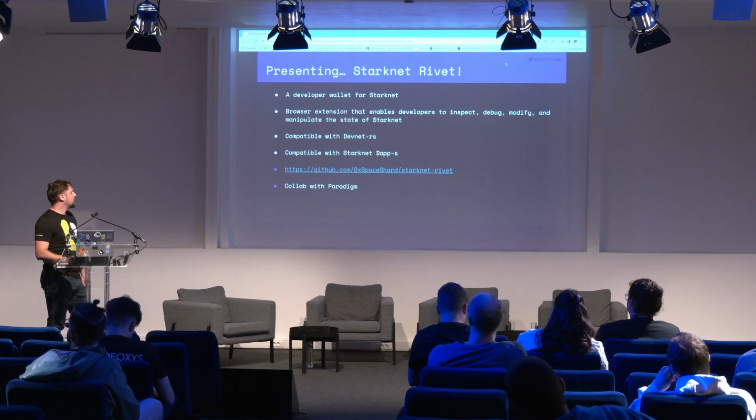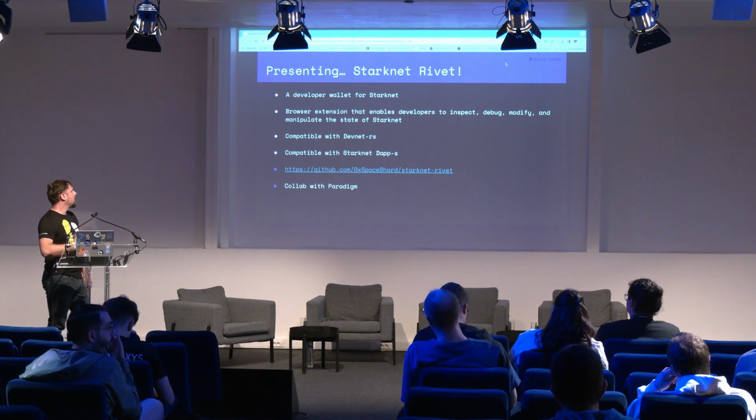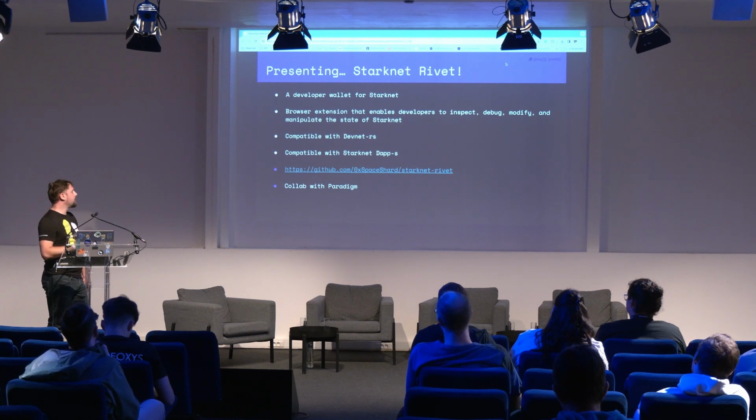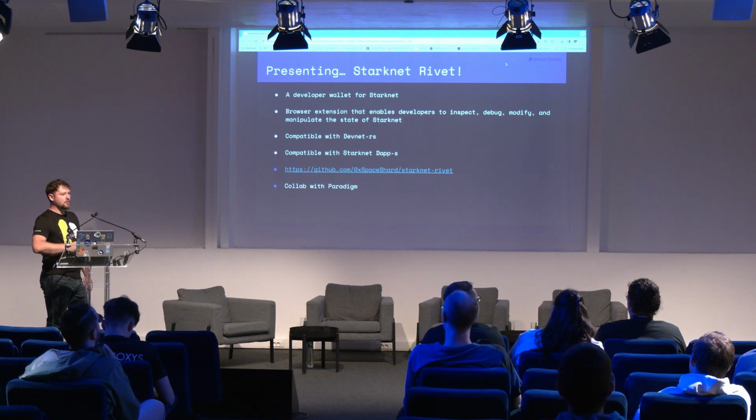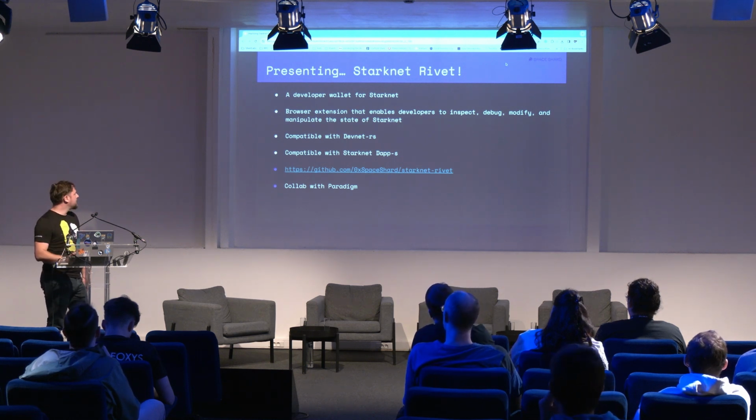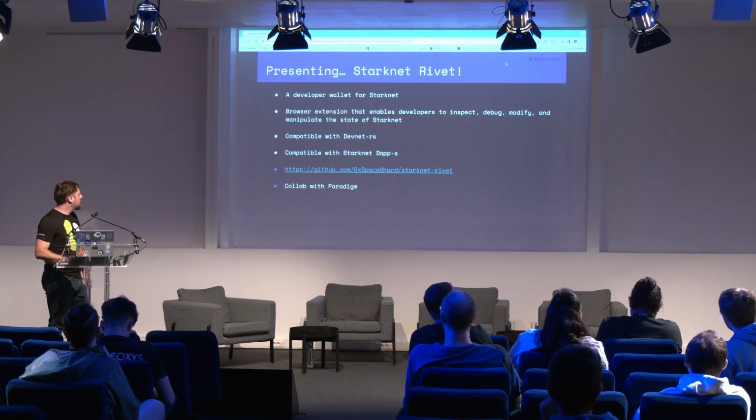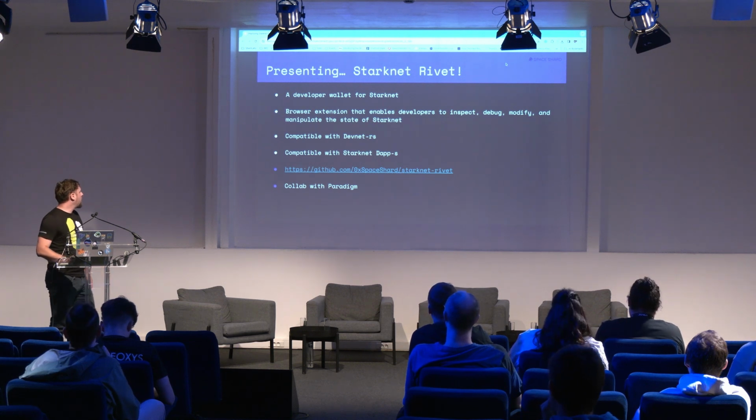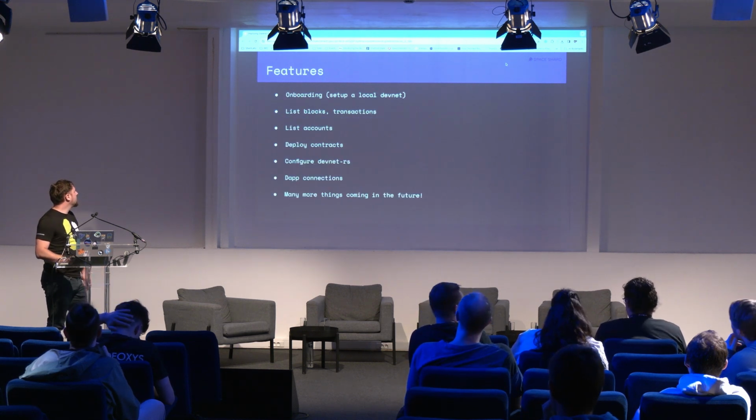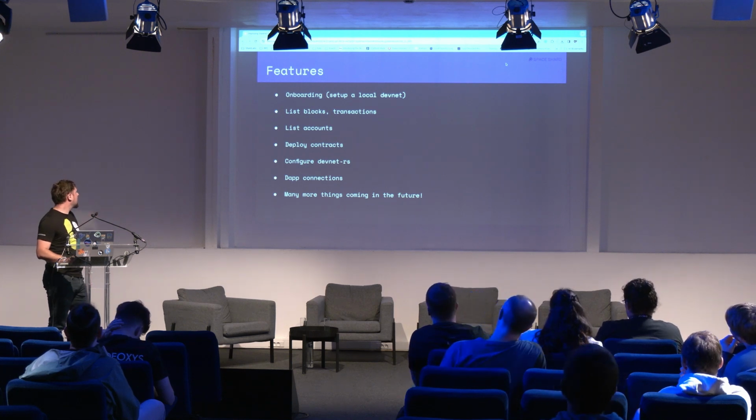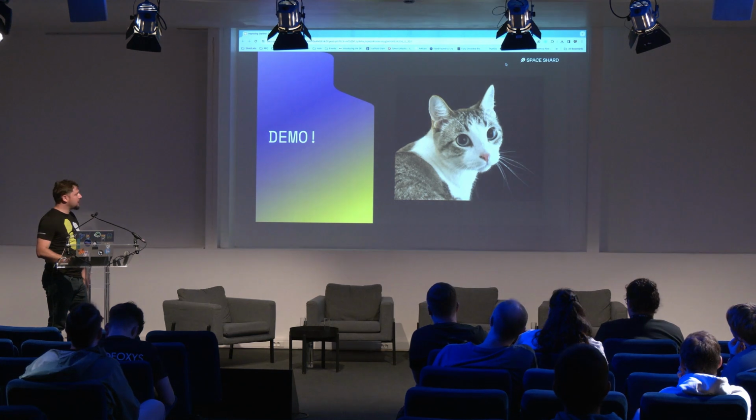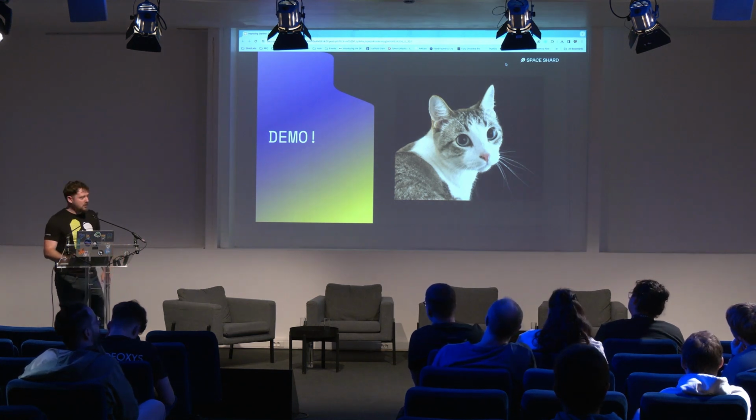It allows you to use different pre-deployed accounts from DevNet, fork mainnet using UI, debug code, manipulate the state, mint blocks. We will also add revert of the blocks, so you can check what's going on when state is reverted, and so on. Here is the Starknet Rivet repo, and we can see, yeah, this is all the features. We can see now some demo. I will show you how it works.